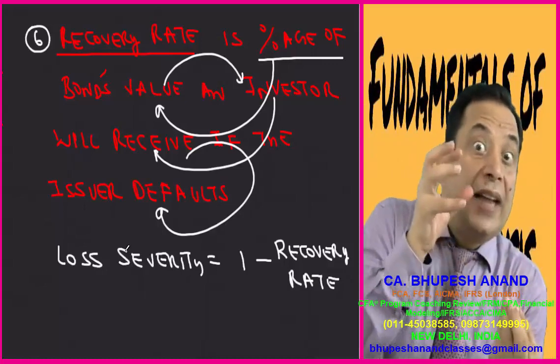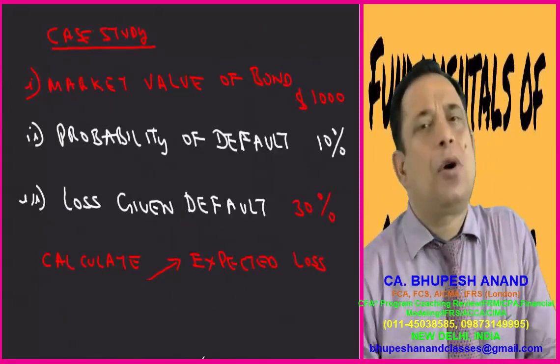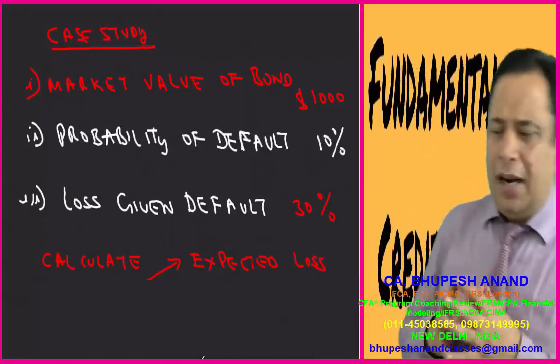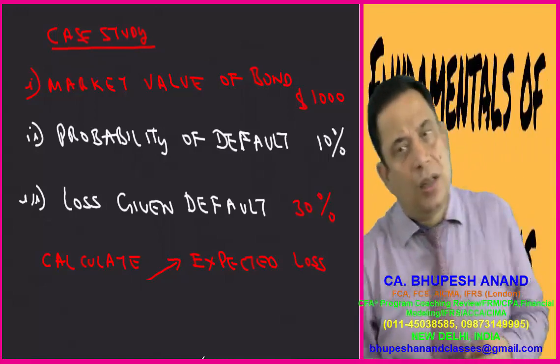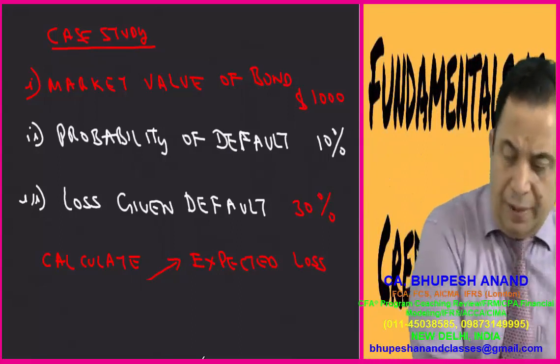Now how to calculate that default loss? For that, I have taken a case study. Please write on this case study, very important. Market value of bond, let it be $1,000. And let the probability of default, which we have calculated with the help of statistics, be 10%.